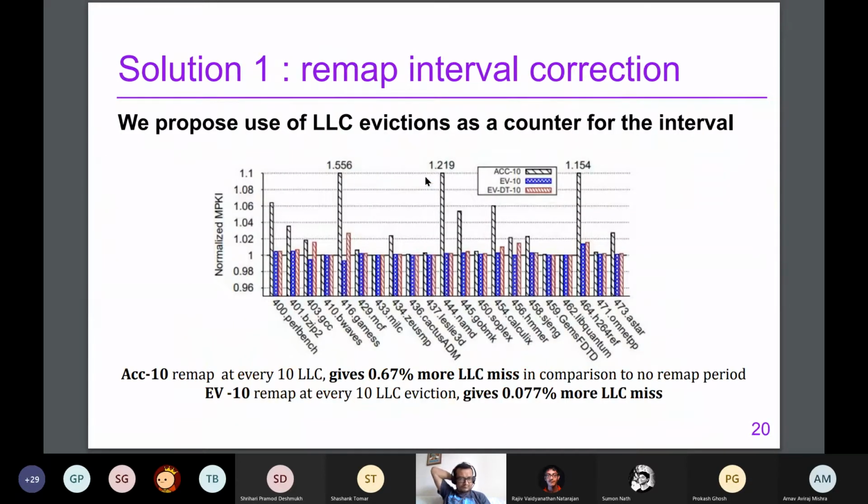Our solution is, instead of using the LLC access count, we use the LLC eviction as a counter for the interval. As you can see in this graph, remapping at every 10 LLC evictions gives a much better result in terms of LLC misses compared to remapping at every 10 LLC accesses. You can see with LLC accesses the normalized MPKI goes above 1, but LLC eviction 10 is still at par, at most 1, in all the various programs we ran on the system.